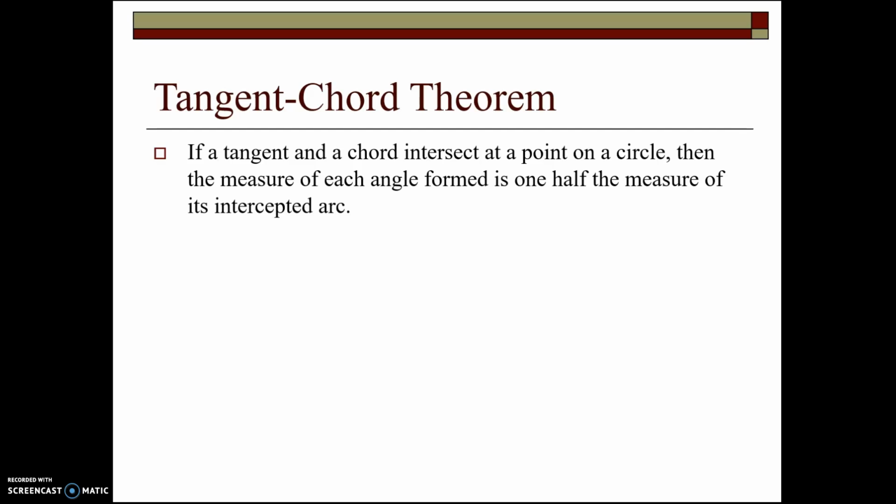We have a couple theorems, so notes and your theorem sheet if you have that available. This is the tangent chord theorem. If a tangent and a chord intersect at a point on a circle, then the measure of each angle formed is 1/2 the measure of its intercepted arc.